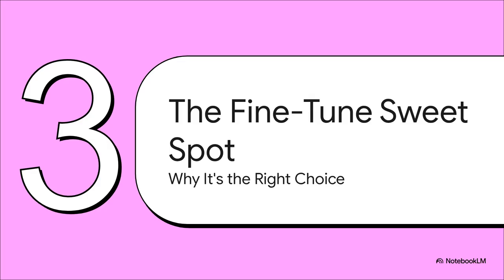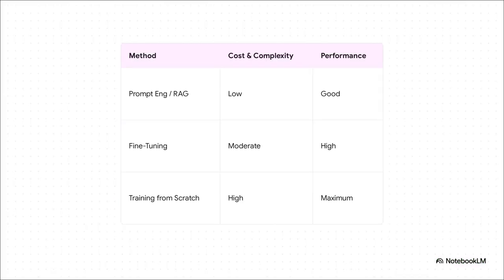So where does this whole tailoring approach fit in with all the other AI customization options out there? Let's take a look, because understanding this really helps see why fine-tuning often hits that perfect sweet spot. This slide lays it all out beautifully. On one end, you've got prompt engineering and RAG. They're low cost, pretty easy, and give you good results, but they have their limits. On the other extreme, you have training a model from scratch. Yeah, you get maximum control, but it is astronomically expensive and complex. And right there in that perfect middle ground, that's fine-tuning. It gives you that high-performance boost for a really moderate cost and complexity.